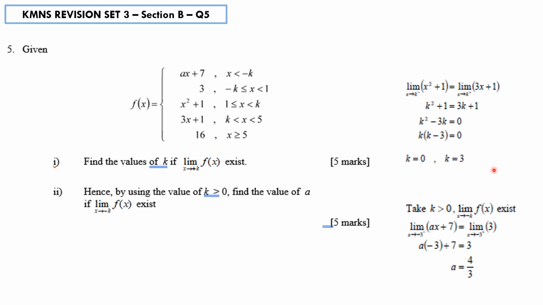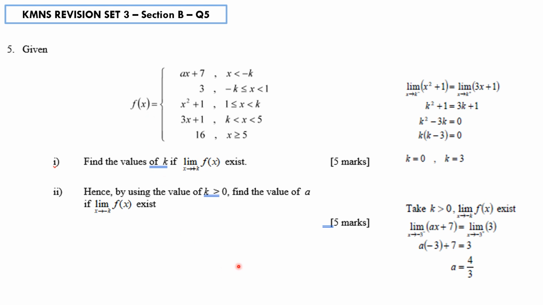The second question says, hence, by using the value of k more than 0, find the value of a if the limit as x goes to negative k exists. In this case, we take k equals 3 since it asks that k must be more than 0. Taking k more than 0, using the limit as x goes to negative k minus, which is negative 3 minus, and also x goes to negative 3 plus, we are going to use the first function from our piecewise function and the second function to get the value of a. So a equals 4 over 3.